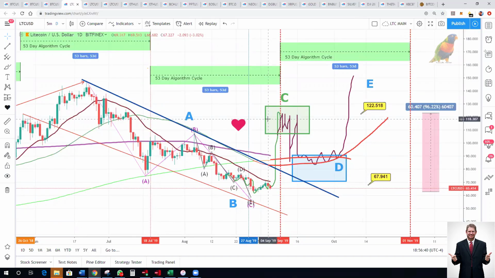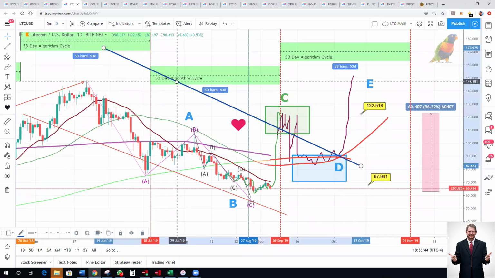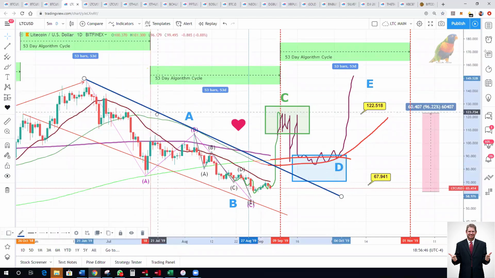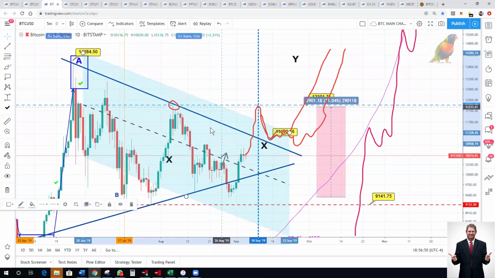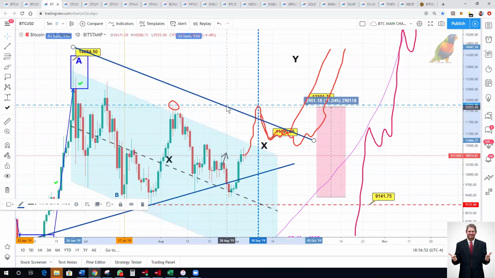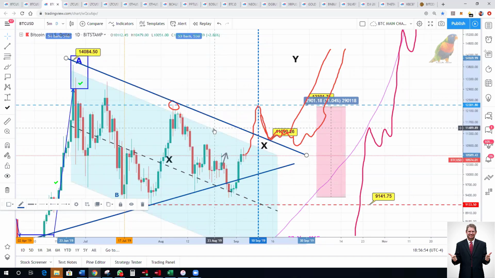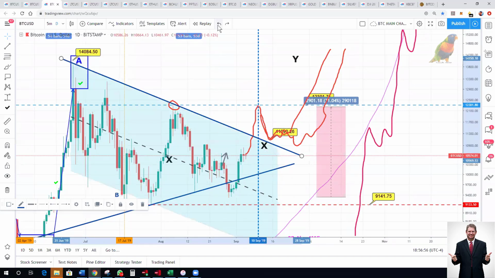If you look at Litecoin, Litecoin is about to spike upwards. Imagine this line here, that line there. I'm just going to show you what we see in Bitcoin. That is the line there. There we go. There's that line in Bitcoin. Okay. Let me just put that back.